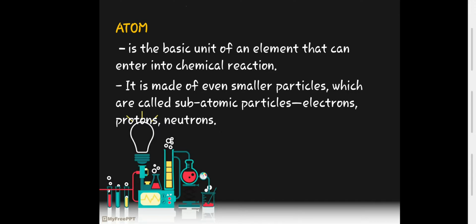Aside from that, an atom is made of even smaller particles, which are called subatomic particles. What are those subatomic particles? We have electrons, protons, and neutrons. Always remember that subatomic particles, aside from being the smaller particles of an atom, are also considered the charges of an atom or of an element.